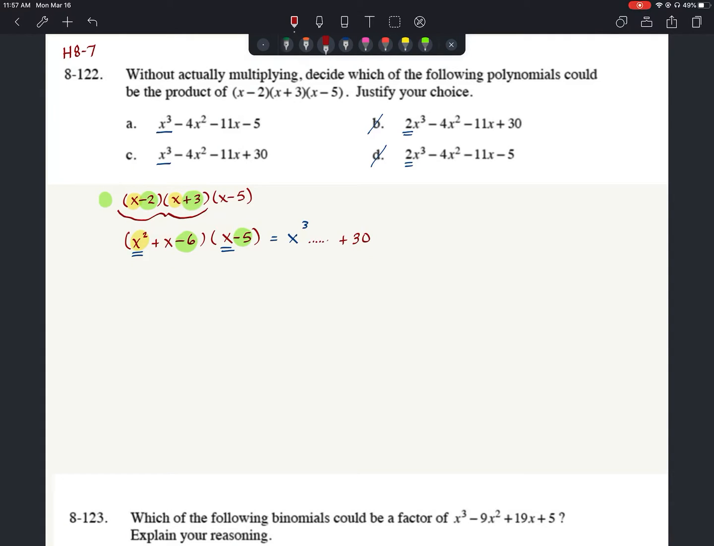So who cares what's happening right now in the middle? We can go ahead and check to see which of our expressions up here has an x to the third in the front and a plus 30 in the back. And obviously that is going to be letter C.